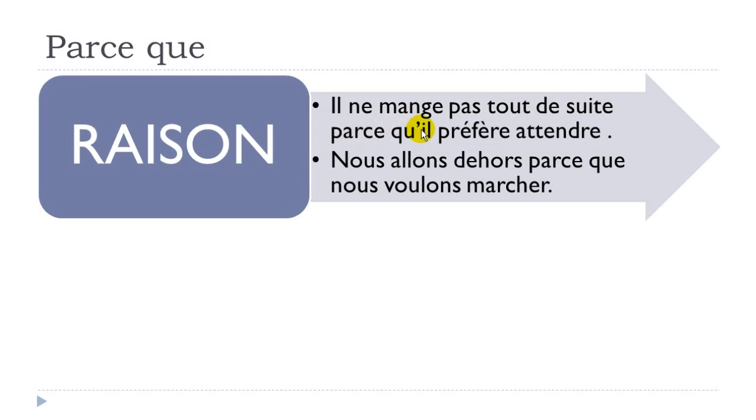Parce qu'il préfère attendre. So in that case, because he prefers to wait. Il préfère attendre. Préférer, to prefer. And then here you can see that attendre is to wait. Second verb, okay? And then you should put it at the infinitive form, so the basic form of the verb. Il ne mange pas tout de suite parce qu'il préfère attendre.